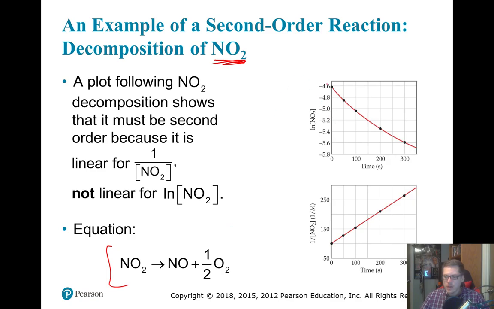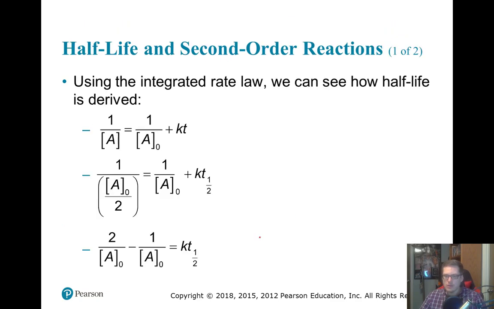And notice that if we graph what we started with before, for first order, the natural log, we have a curvy line here. Look at that curviness. And then for the inverse of nitrogen dioxide, we get this straight line. And we know that the slope of this line would be equal to our k value, because that's what it says in our mx plus b. All right, we can also find the half-life of a second order reaction.